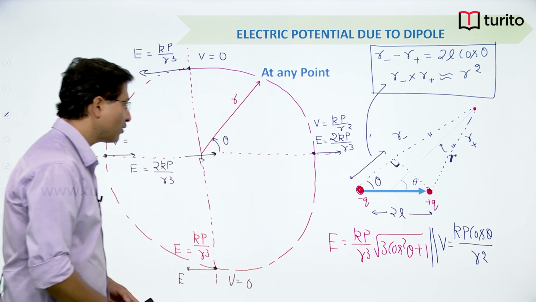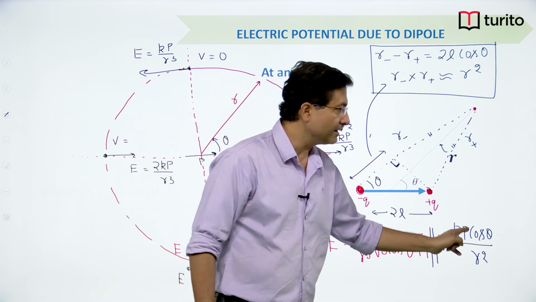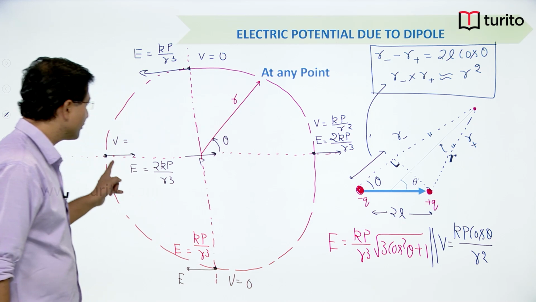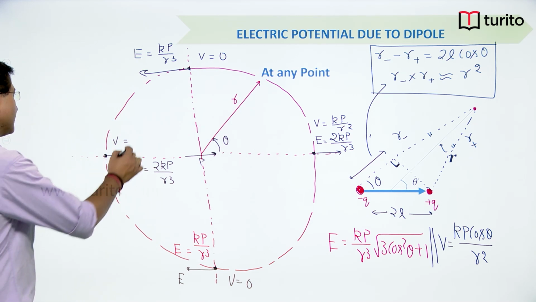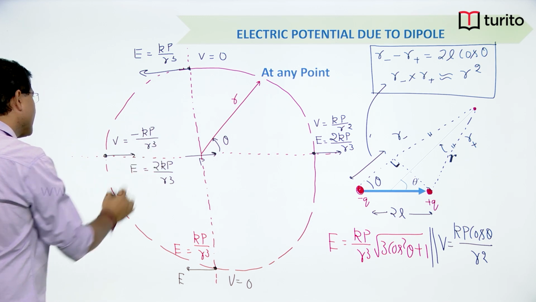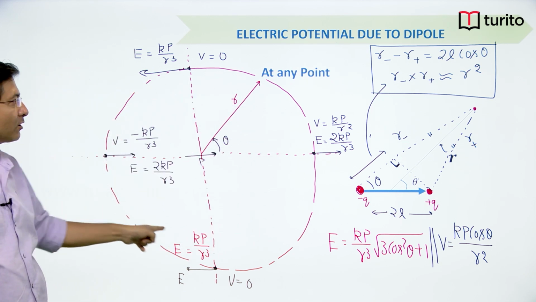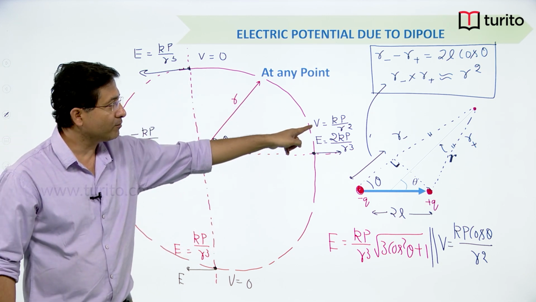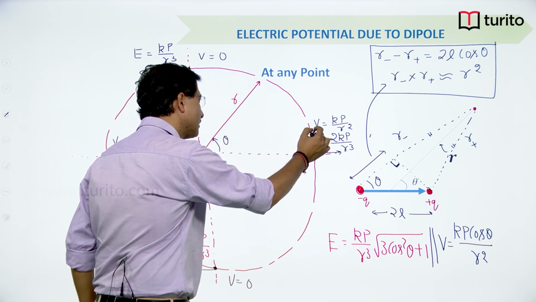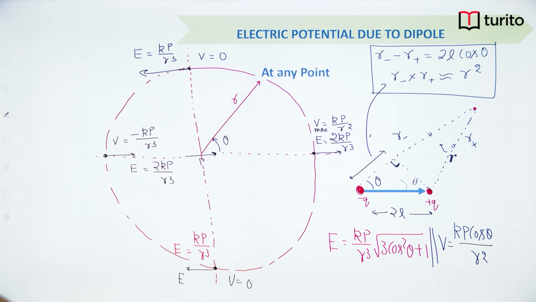If I substitute theta equal to 180 degrees in cos theta, I will get minus 1. That means here the potential is coming the least. So on this circle, this will be the point of maximum potential. Here potential will be maximum. So this is the maximum potential V max, and this is the point of minimum potential V min.